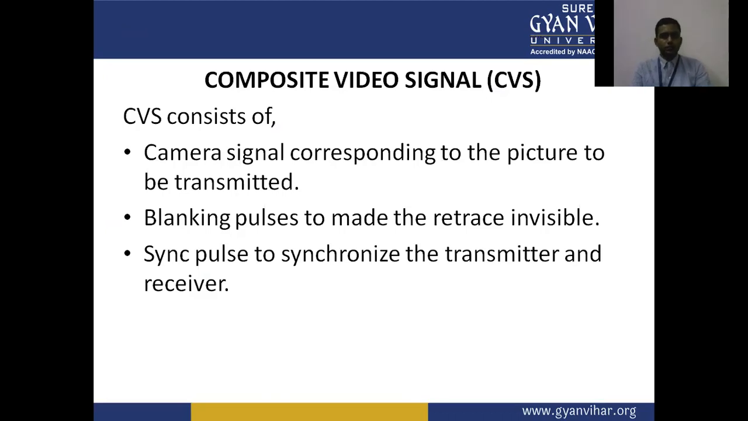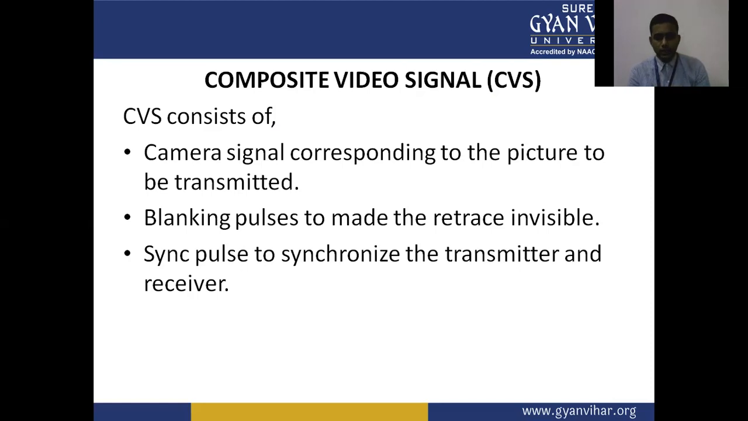Next, we have the composite video signal, that is the CVS. It is very important in the TV transmission system. To understand the composite video signal, we have to discuss that the CVS consists of the camera signal corresponding to the picture to be transmitted, blanking pulses to make the retrace invisible, and sync pulses to synchronize the transmitter and receiver.